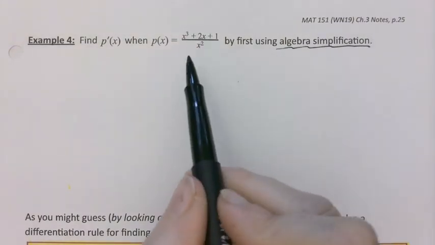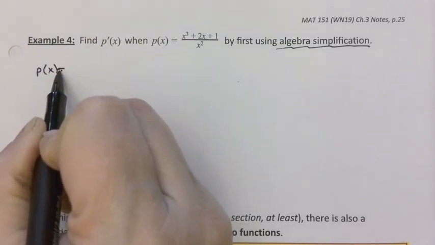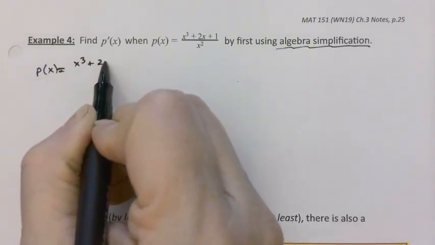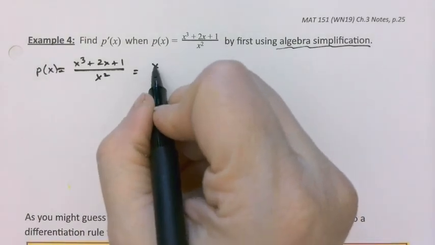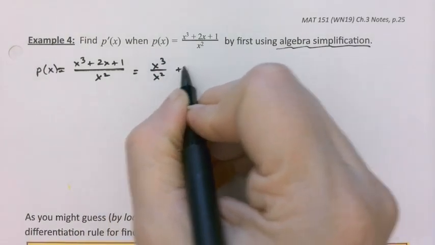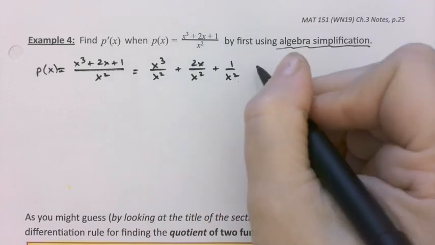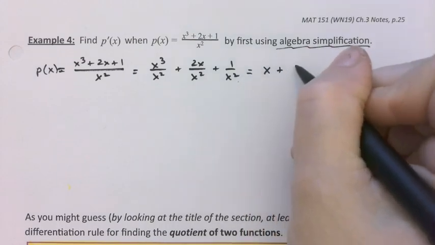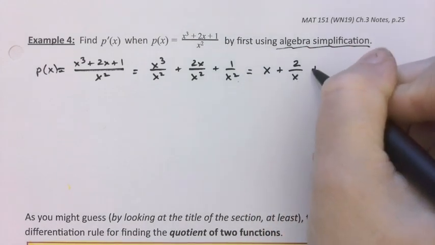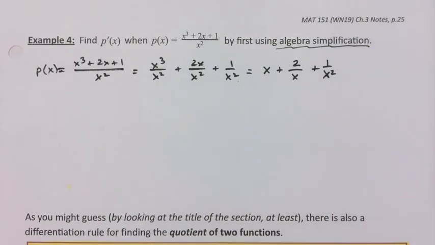So we will use the fact that p of x, which is equal to x cubed plus 2x plus 1 all over x squared, is equal to x cubed over x squared plus 2x over x squared plus 1 over x squared. That would be equal to x plus 2 over x plus 1 over x squared. And now I'm just thinking ahead. I want to be able to take the derivative of this.